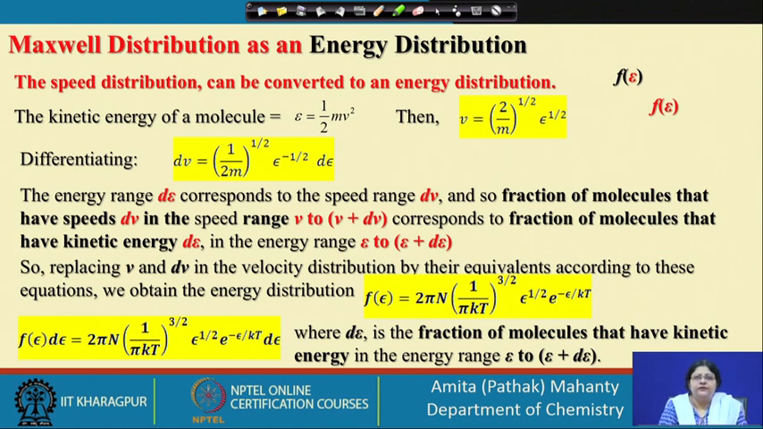So, if you have the speed, then you can easily derive the expression for energy, right. In fact, it is the other way around, from the energy we have derived the speed, but here again we are going to go back and see how the speed distribution can be converted to energy distribution. The kinetic energy of a molecule, as you know, is epsilon = half mv square.